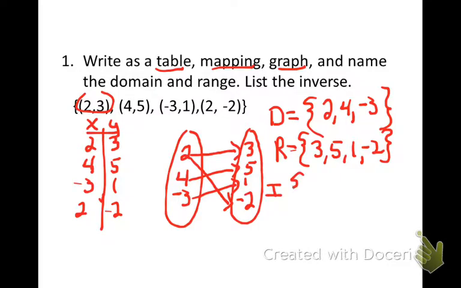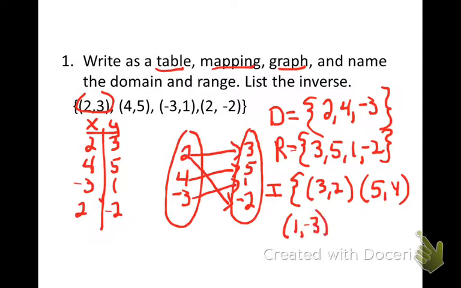The inverse is just going to be taking this and reversing them. So the first ordered pair would be the ordered pair 3, 2. Second one is going to be the ordered pair 5, 4. Just go down here since I'm running out of room up there. 1, negative 3, and negative 2, 2. So that would be the inverse set. So understanding those words. And the last thing is to graph. So I'm going to go to the next page where I have a graph to graph these.